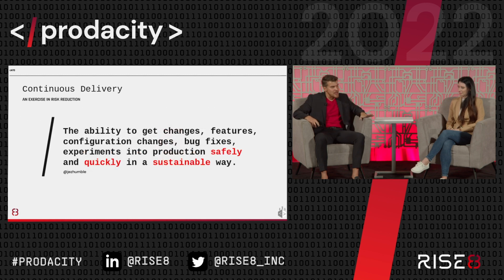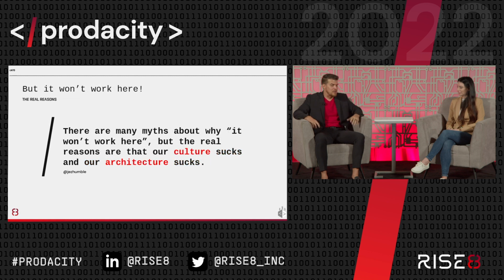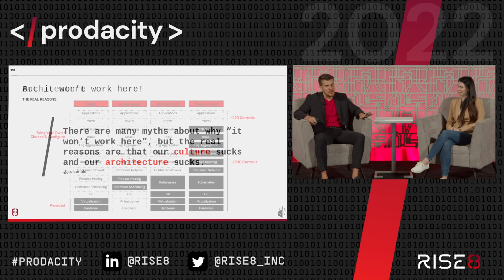And one thing I want to say about continuous delivery, this is a definition from the book Continuous Delivery, is that it's the ability to get changes of any kind into production safely, quickly, and sustainably. So again, we're not asking security professionals or anyone else to take on more risk. In fact, I think we can actually reduce it. And I touched on this earlier, but there are a lot of myths about why it won't work here. It's really about culture and architecture. So I want to focus our conversation on those two things.